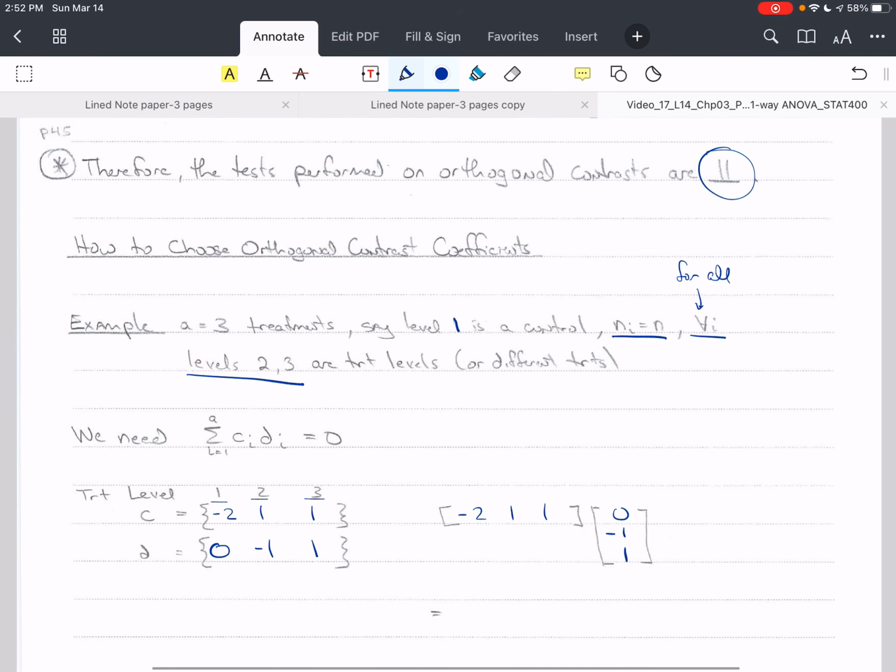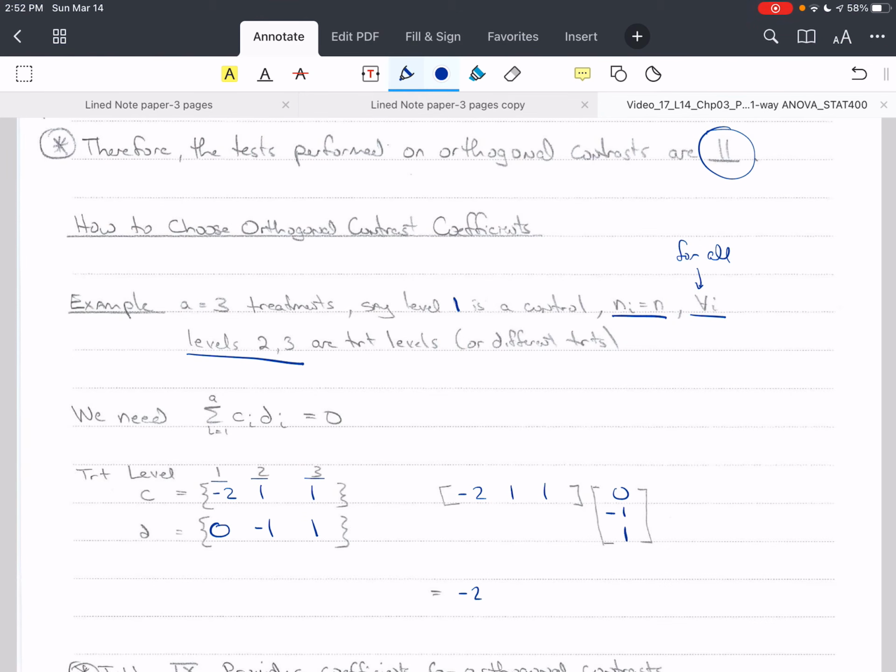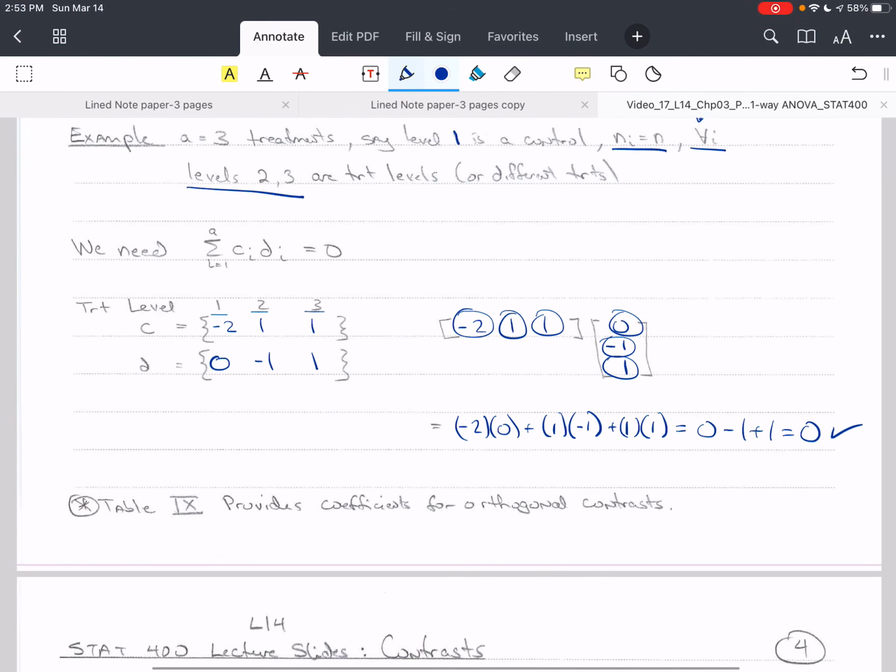Does this work? I have -2, 1, 1, and then 0, -1, 1. I multiply these, and I get -2 times 0 plus 1 times -1 plus 1 times 1. The first goes with the first, the second with the second, and the third with the third. This gives me 0 minus 1 plus 1 equals 0. So yes, I have 2 orthogonal contrasts. C is my first contrast, D is my second, and they are orthogonal to each other.